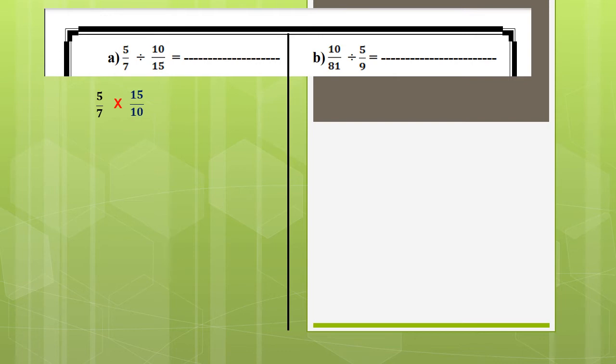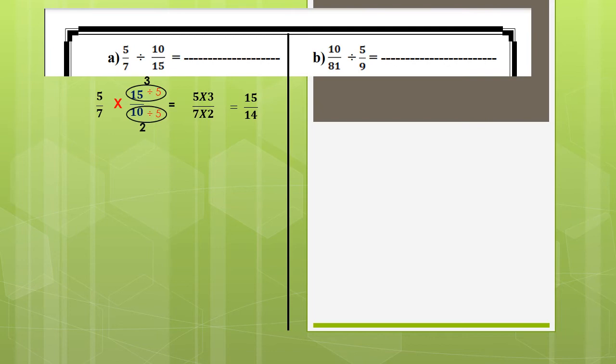10 and 5 are together in table 5, so I'm going to divide by 5 up and down. Okay, here he took the 15 and the 10. So 15 divided by 5 is 3. 10 divided by 5 is 2. Okay, so 5 times 3 over 7 times 2 is going to be 15 over 14.